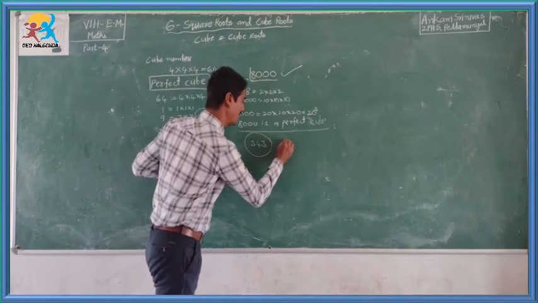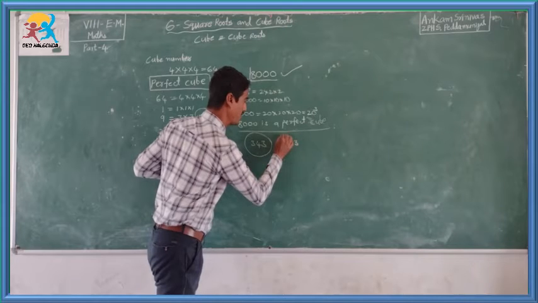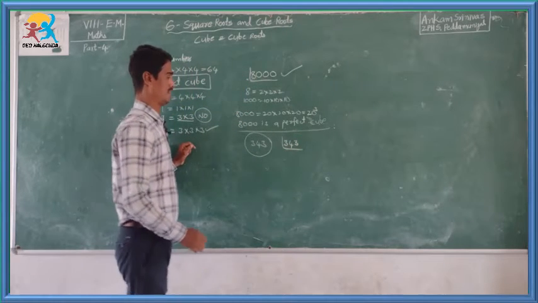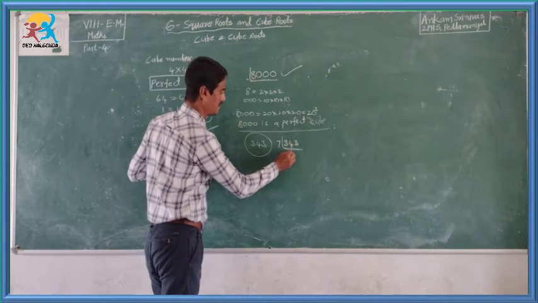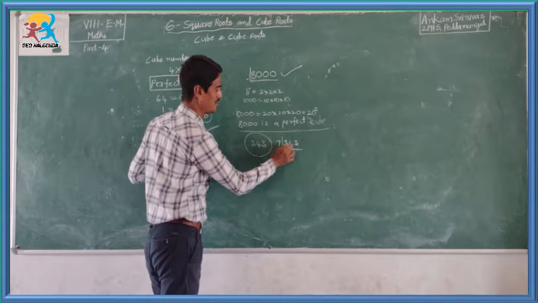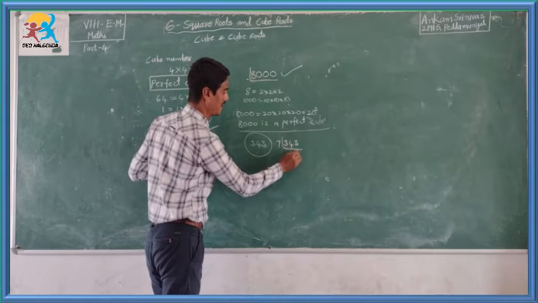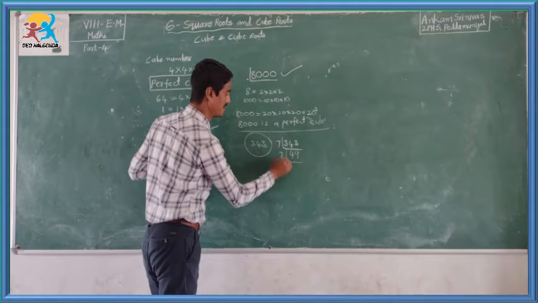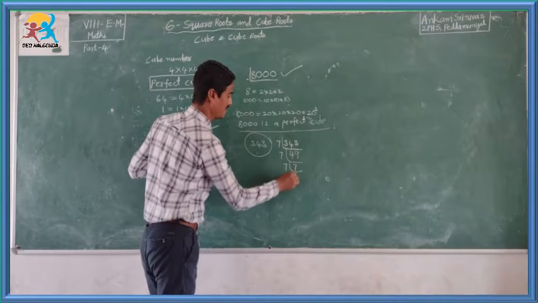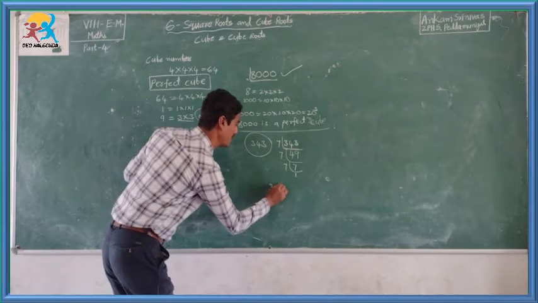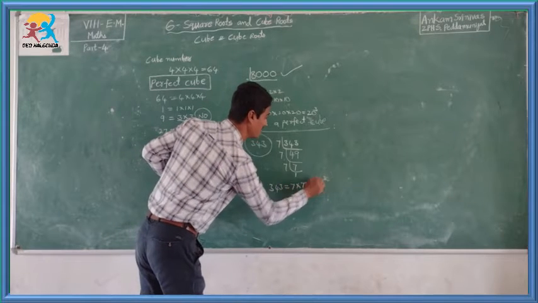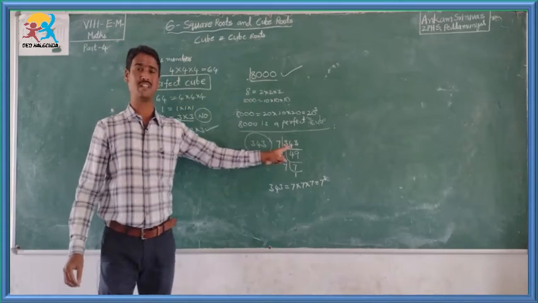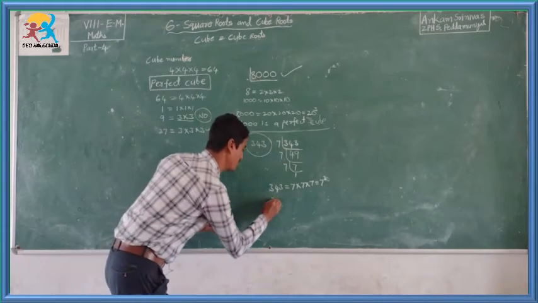So we have to find the prime factorization of 343. 7 sevens are 49, 7 4s are 28, remaining 6 3s are 63, 9s are, then 7 7s are 49, 7 1s are 7. So 343 can be written as 7 into 7 into 7, that means 7 cube. So 343 is a perfect cube.